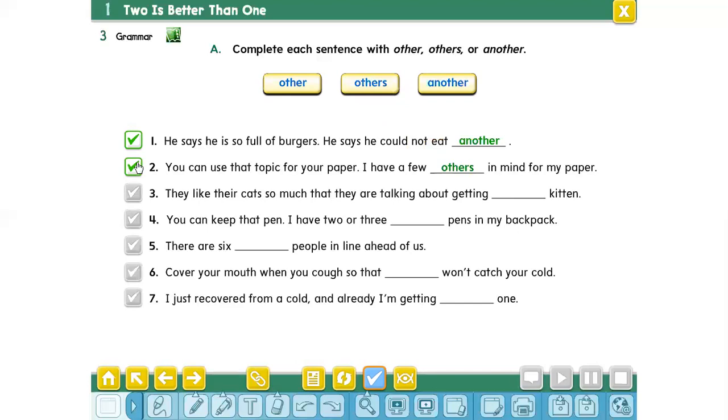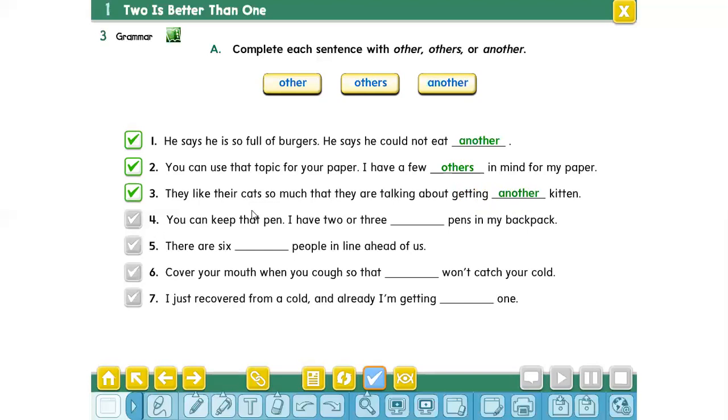They like their cat so much that they are talking about getting another kitten. What kind of noun is the word kitten? This is a singular noun. So don't hesitate to use what? Another. Because it is the only word that can be used before a singular noun.